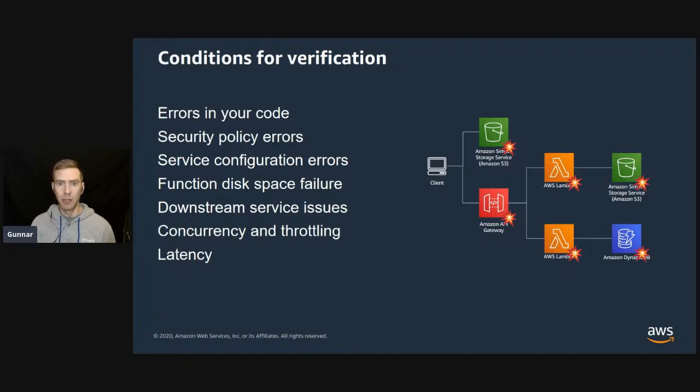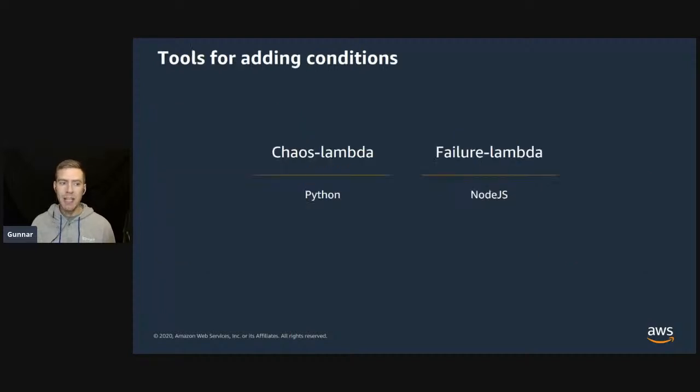The timeout values of our applications, they're usually okay while we're in that steady state, but what happens if we have issues, for instance, latency in our application? That's a good way to test those. And to create these conditions, we have some tools that we can use. Perhaps the most common ones are these: Chaos Lambda, which we can use with our Python-based Lambda functions, and Failure Lambda for our Node.js-based Lambda functions.